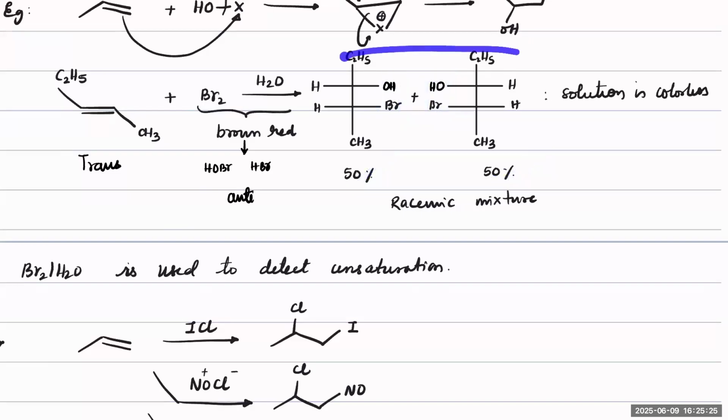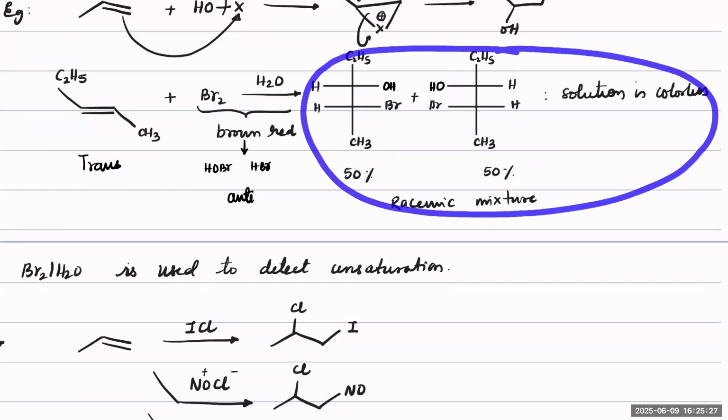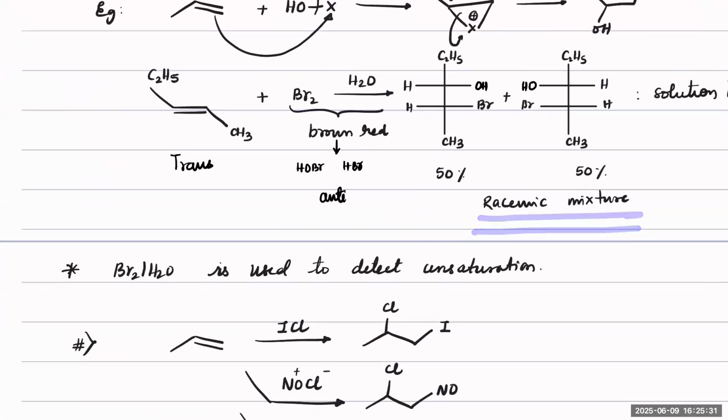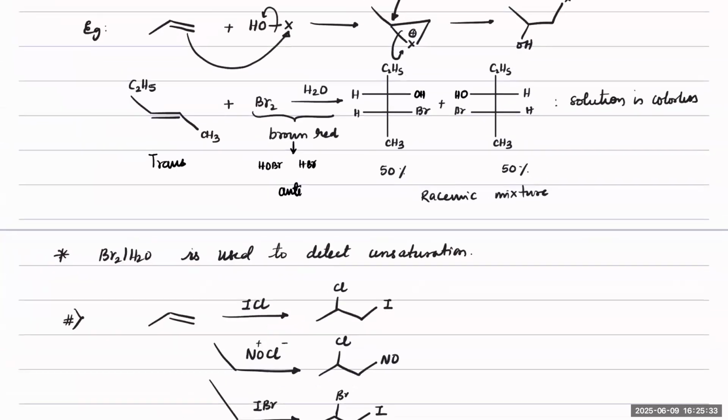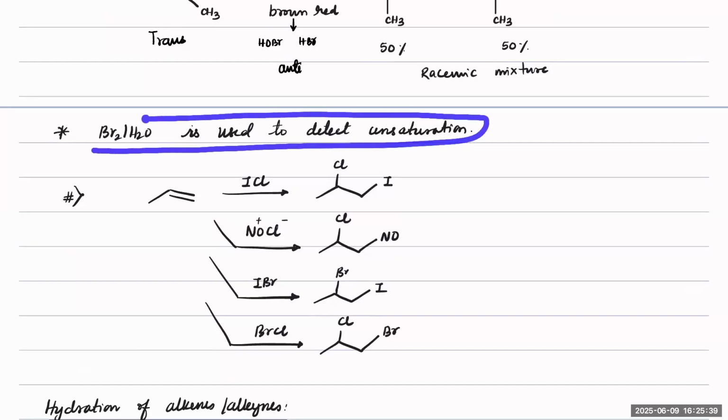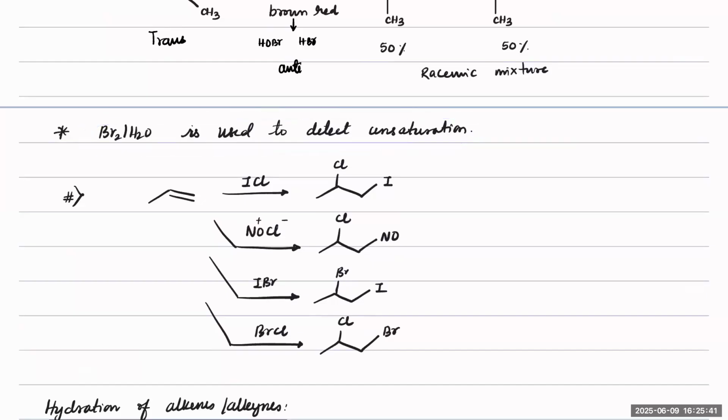Now this entire solution is colorless. So you will get a racemic mixture with the colorless solution. Okay. So what we have done here is we used bromine water to detect the unsaturation on a double bond. Correct? We use bromine water to detect the unsaturation on the double bond. Clear? Yes. Right.